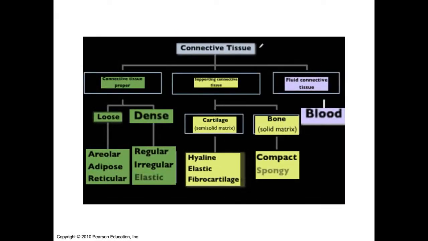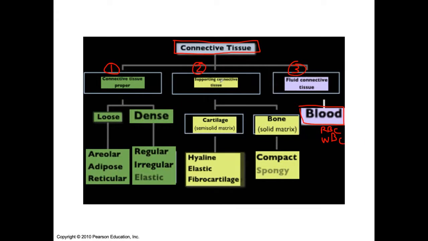So when we look at connective tissue, we're going to see that there's a variety of subcategories that we're going to be talking about. We're going to start with connective tissue proper. Then we'll talk about supporting connective tissue. And then we'll get into fluid connective tissue. Now, fluid connective tissue, we're really just talking about blood. Now, under blood, we have red blood cells, and then we have white blood cells.